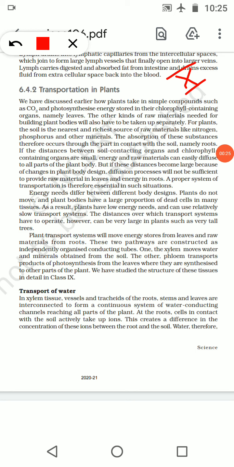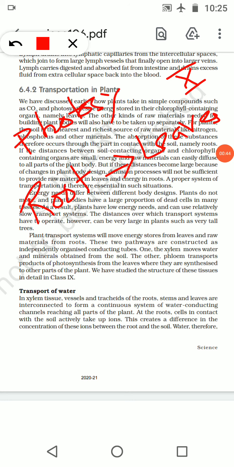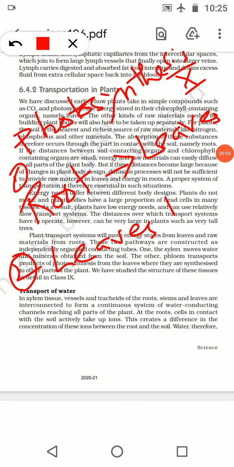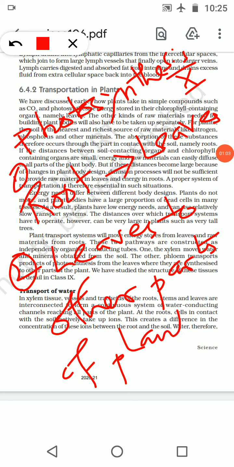When we look at transportation in plants, there are two transportations happening. One is from the root to the leaves. This occurs for photosynthesis, because they need to make food. The other transportation is of the prepared food from the leaves to other parts of the plant. So these are two basic transportations.